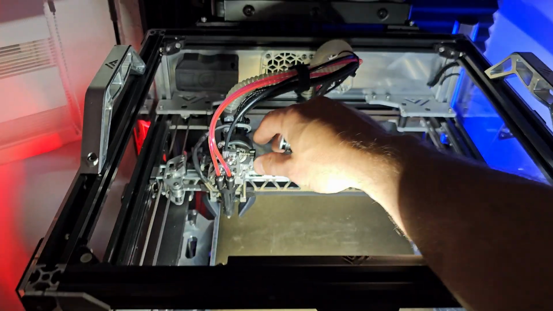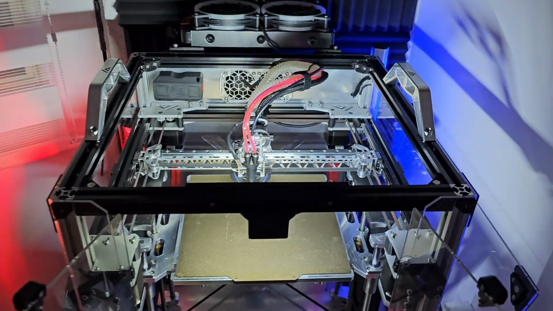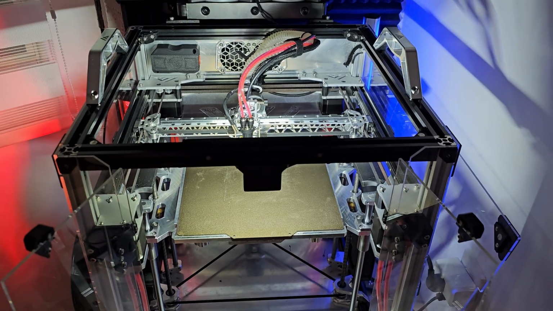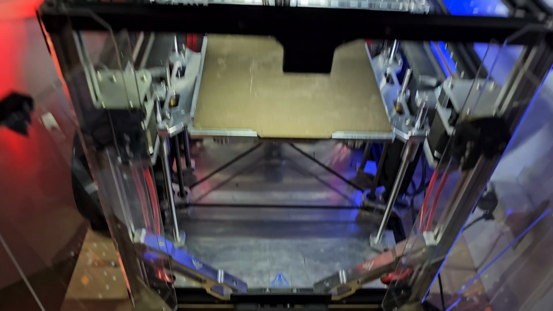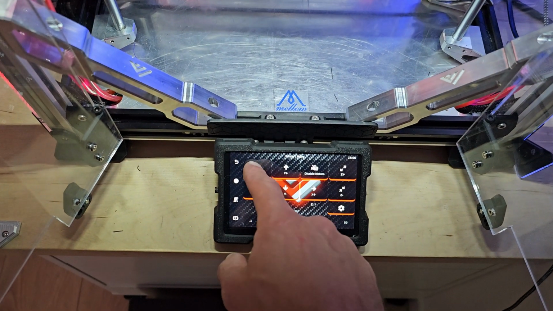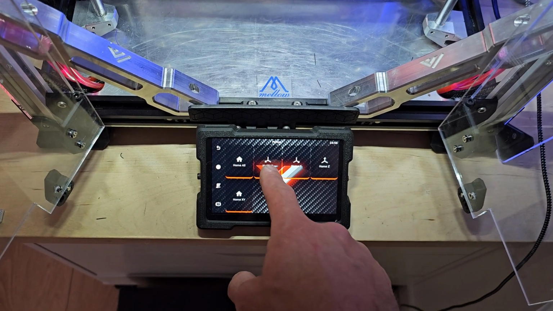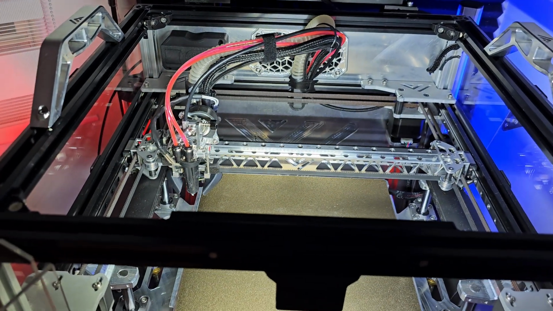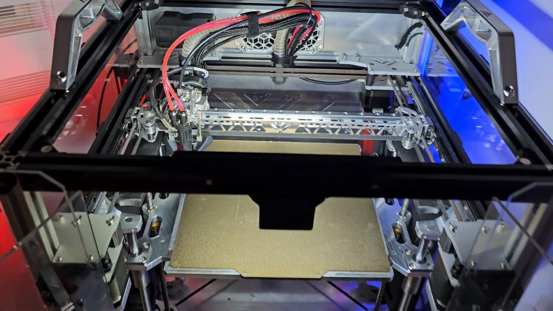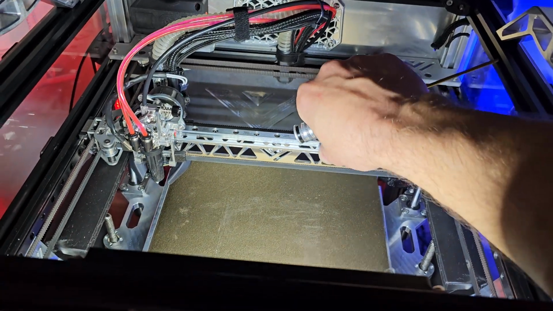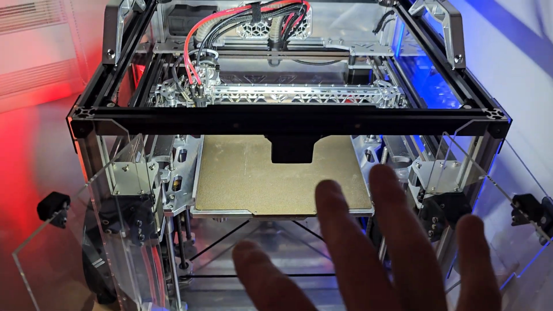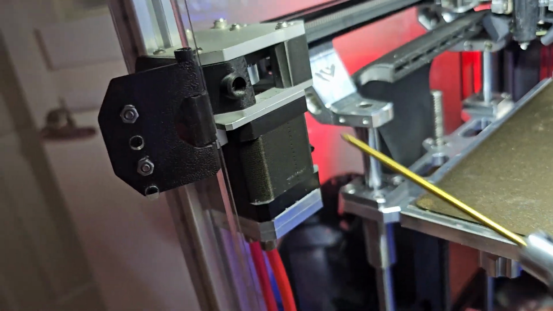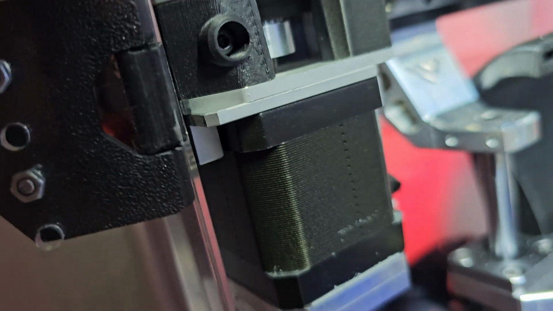So what I do to make it a lot easier, instead of activating motors by a command enable stepper, I'm going to activate motors by just using the home X. I'm just going to home X. All right. And then that means all motors are activated. The gantry is locked in place. All motors are on.